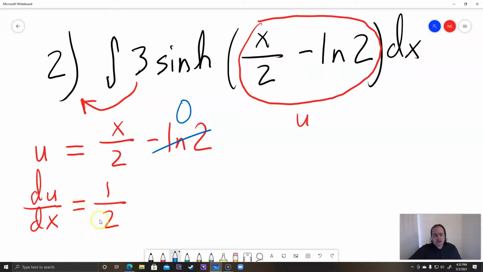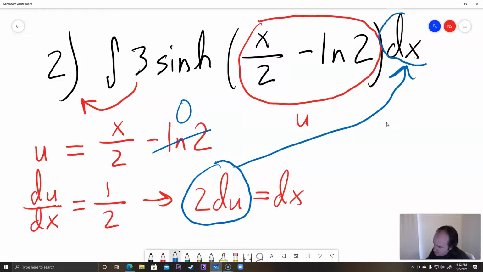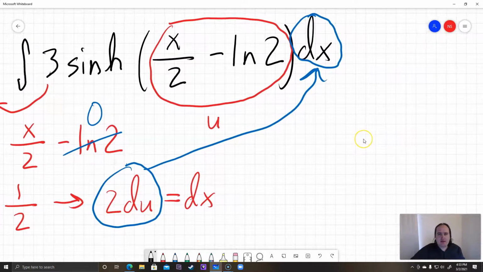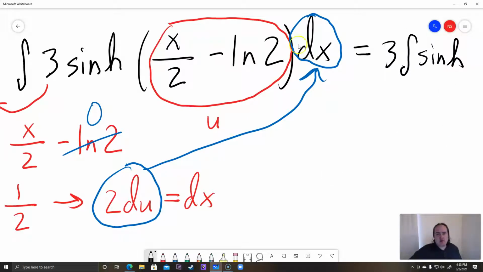And then if we isolate dx by cross multiplying here, if I multiply both sides by 2 and multiply both sides by dx, I get 2 du equals dx. And then we can go ahead and plug in 2 du in for dx up here in the original expression. Okay, so what's that going to give us? Well, now the 3 is going to be factored out front because that was just a constant. So we're going to have 3 times the integral of sinh, and we're doing sinh of, well, this whole thing is u.